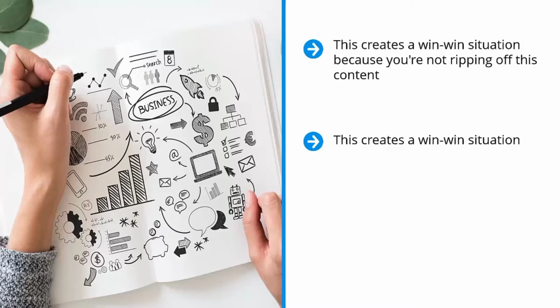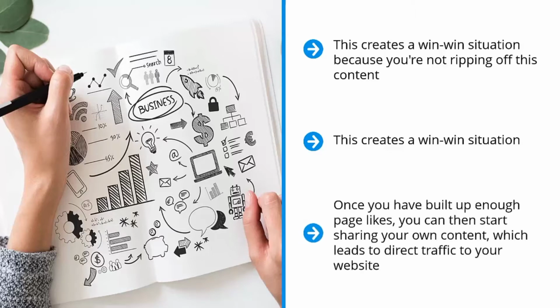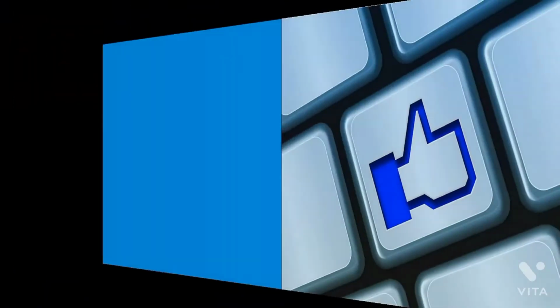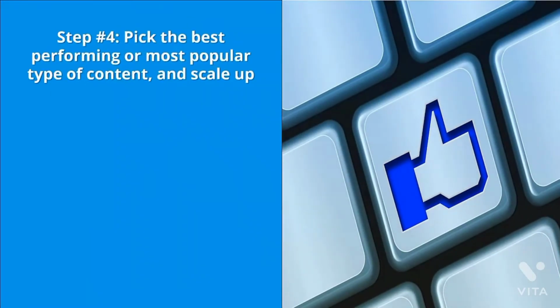This creates a win-win situation. The publishers of this content get traffic. You get to build credibility because you're sharing information that your target audience members would actually be interested in, and this leads to the possibility that they would like your page. Once you have built up enough page likes, you can then start sharing your own content, which leads to direct traffic to your website. Step number 4, pick the best performing or most popular type of content and scale up.